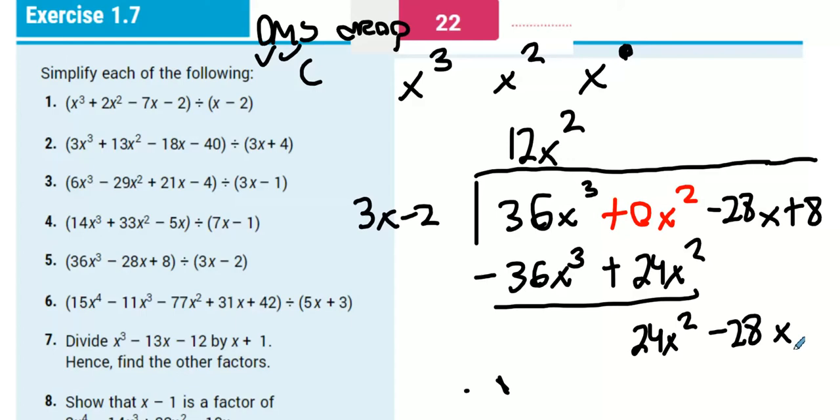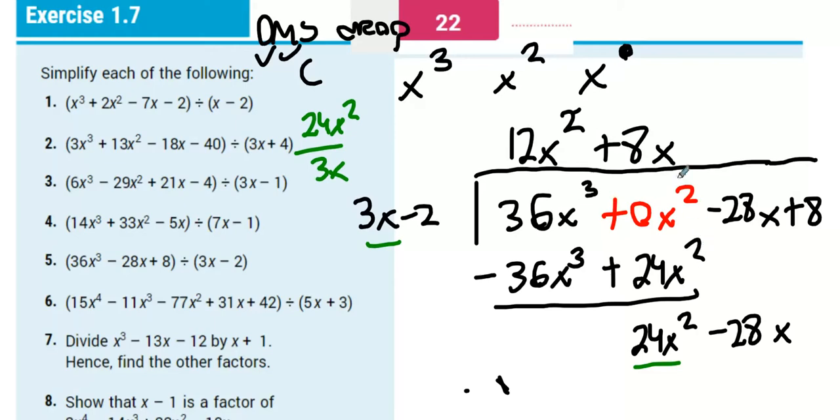So we're dropping. Now, what happens this time? 24x squared divided by 3x gives 8x. Notice the pattern on top. The pattern on top has to be x squared, x, regular number. There's a pattern there as well. If the top said x cubed, it'd be x cubed, x squared, x, regular number.